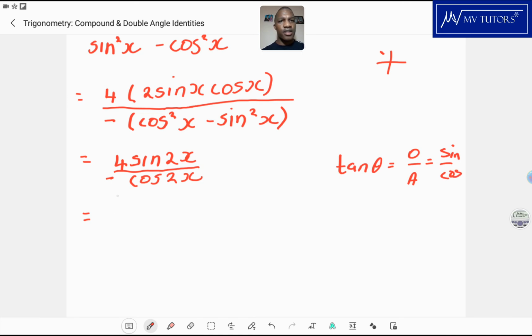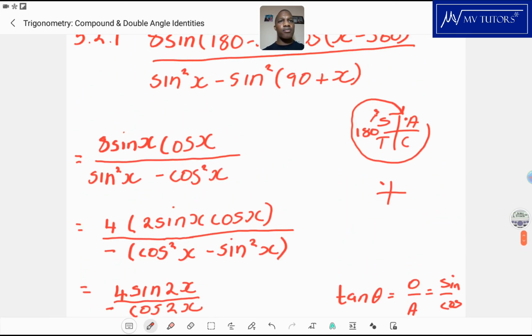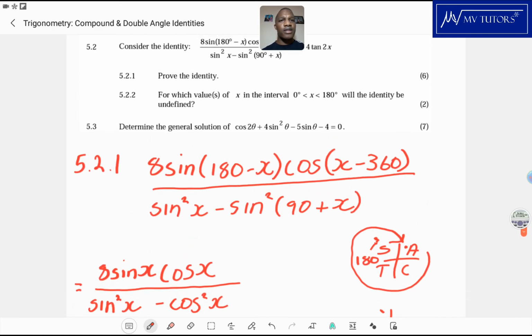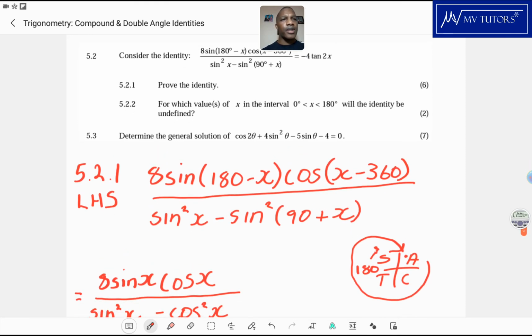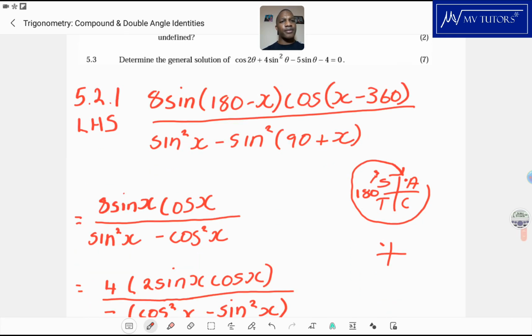So right here, what's this going to be? It's going to be minus 4 tan 2x, which equals the right hand side. Actually, in proving, you need to state which one you're starting with. So we started with the left hand side, and then we proved it. There, we are done. Now they say, for which values of x in the interval up to 180 will the identity be undefined.